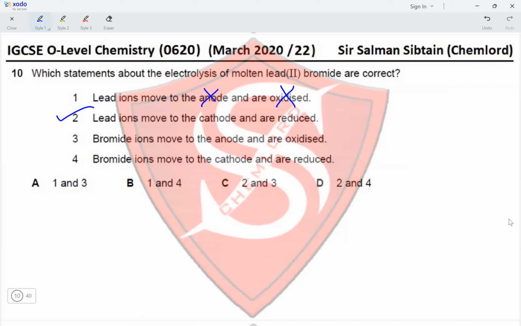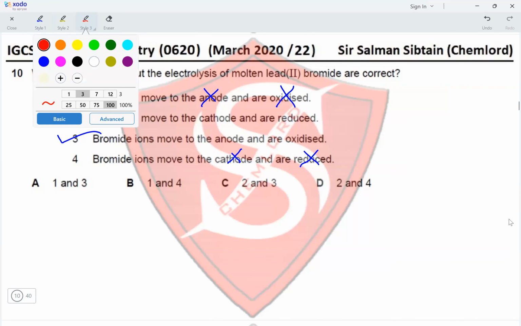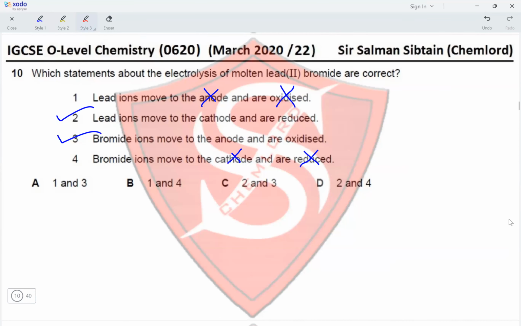Bromide ions move to the anode. Yes. And are oxidized. Yes. This is what happens. Bromide ions move to the cathode. No. And are reduced. No. So statements 1 and 4 are incorrect. 2 and 3 are correct, making option C the correct option for this question.